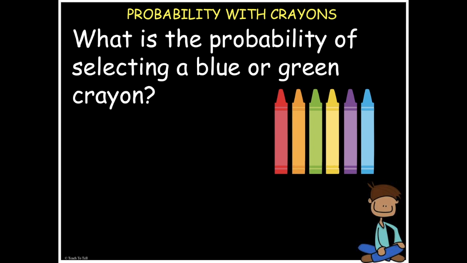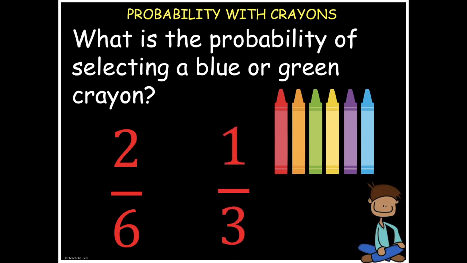What is the probability of selecting a blue or a green crayon? So we know that our crayon sample is going to stay the same, 6 different crayons, 6 different colors. And we have 1 blue and 1 green, so that leaves us with a probability of 2 out of 6, simplified into 1/3. So we made the fraction the simplest form by making an equivalent fraction.